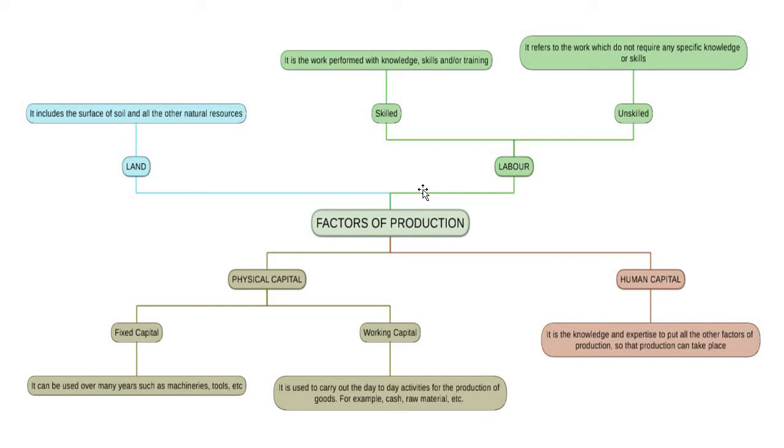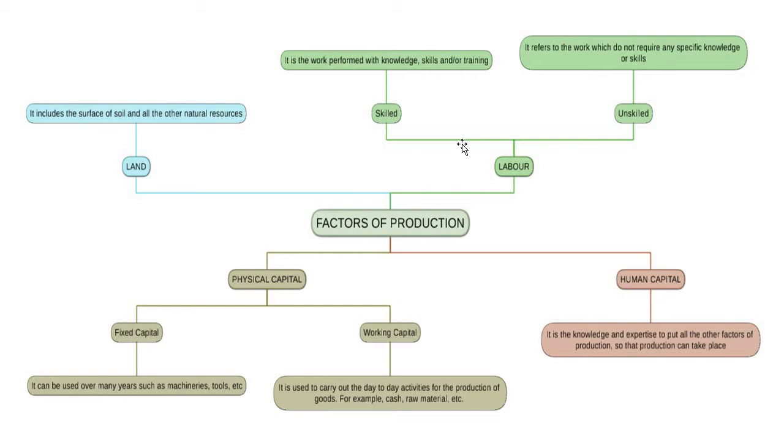There are 2 types of labor, skilled and unskilled. Skilled are the ones who have gained certain knowledge and training to perform a particular task, and unskilled laborers are the ones who do not have any specific knowledge or any specific skill, but they can perform manual work.